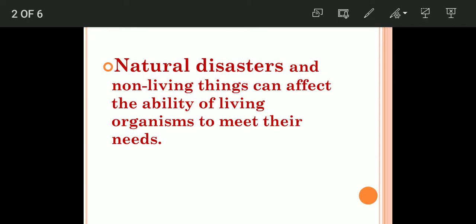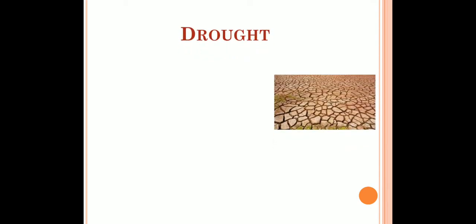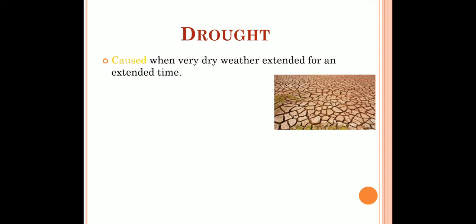Natural disasters are bad and dangerous things that happen and can affect the ability of living organisms to meet their needs, like food, water, and shelter. From these changes, the first one is drought. This is how the land looks when there is a drought. Drought happens when there is no rain for a long time and the weather is dry. So this is how the land looks.